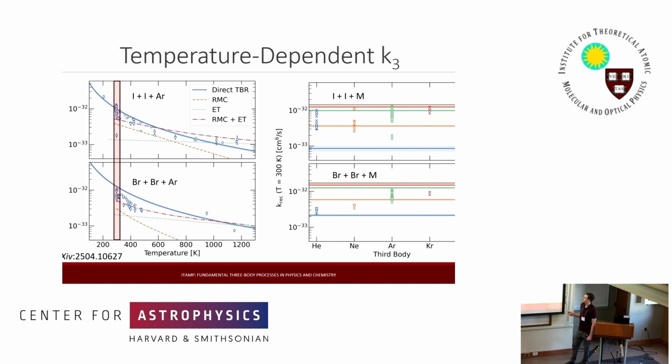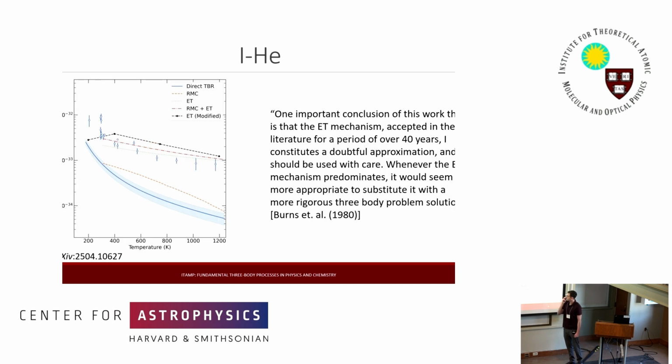However, we see some pretty big discrepancies right here, which is the system of iodine and helium. So let's take a closer look at that. Here's the temperature dependence for iodine with helium recombination. And yeah, we're pretty far off from the experimental data. But I guess the saving grace is that we capture the right temperature trend. So that still gives us confidence that we're doing the right thing. We're just off by some factor that we didn't consider.